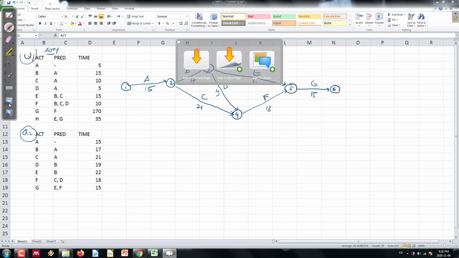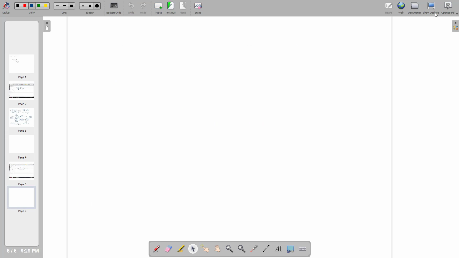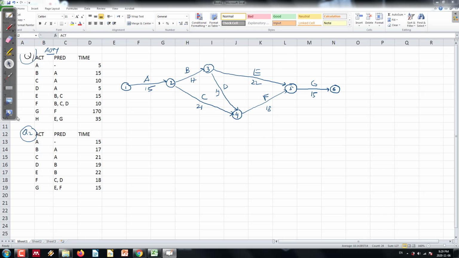Capture. How am I supposed to do this? Sorry. Page. Show the stop. Capture part of the screen. Oh, he's sleeping.